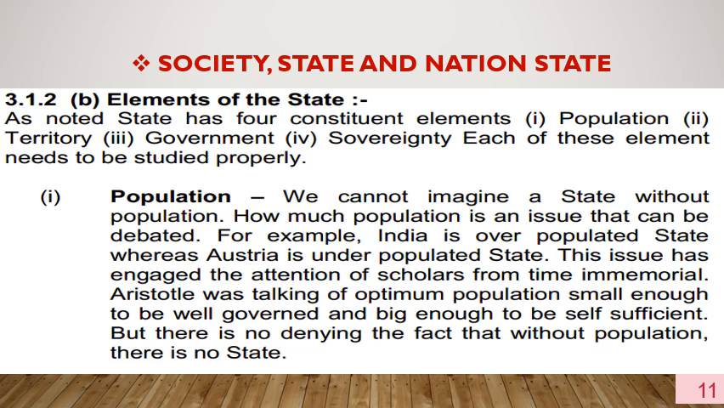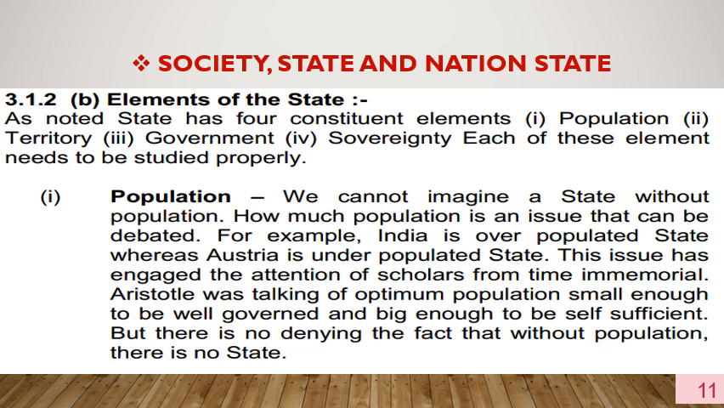This issue has engaged the attention of scholars from the early attempts to describe political science. Aristotle talked of certain limits of population, and he said that it is not important to have a large number of population.